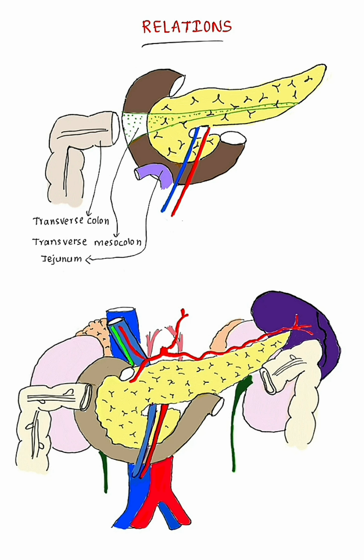Surfaces. Anterior surface and posterior surface. The anterior surface is related to four structures: first part of duodenum, transverse colon, root of transverse mesocolon, and jejunum.